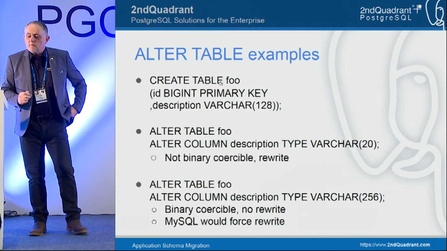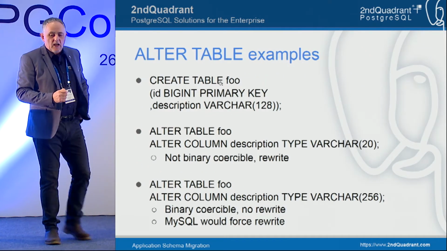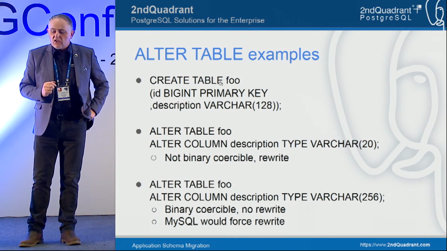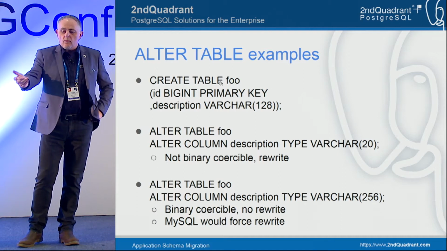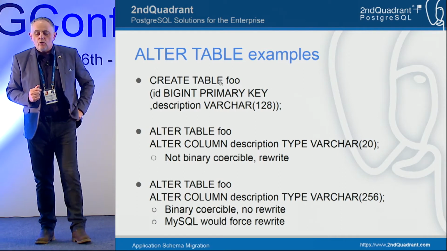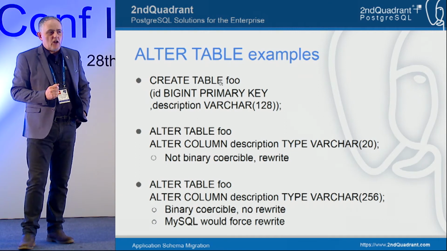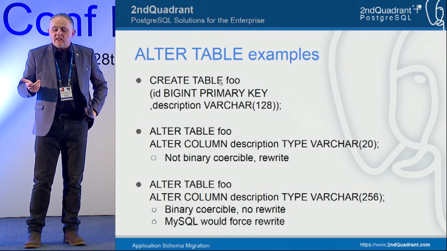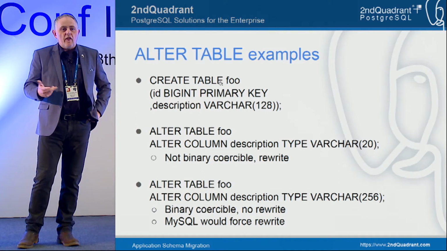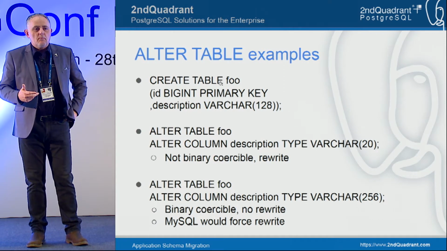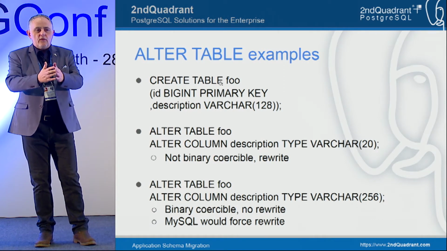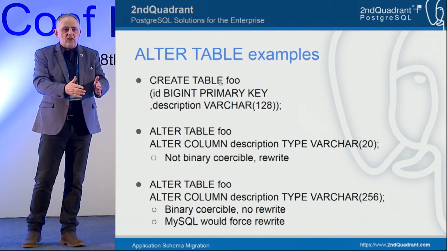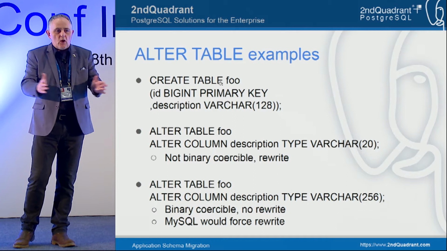So, what does binary coercibility mean? Well, the first thing to understand is that it's actually a one-way operation. So, my example there is a column called description that's defined as varchar 128. If we move from varchar 128 to varchar 20, that is not binary coercible, because quite clearly, if you've got 128 bytes of character data, that's not going to fit into 20 bytes. So that doesn't work.